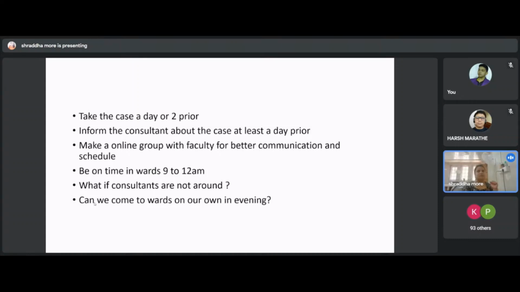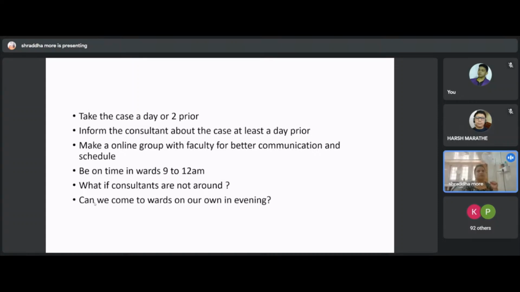So take a case a day or two prior. Inform your consultant that Dr. Shraddha, I am going to take a case of hemiplegia tomorrow or day after tomorrow, so that you will read, Dr. Shraddha will read, everybody will read, and it is going to be a 100% good clinic. Correct? Because even we tend to forget, so these are final points we should not miss while teaching you. And then I often make an online WhatsApp group of those 15 students, 30 students, for better communication and schedule. And make sure that you come on time.